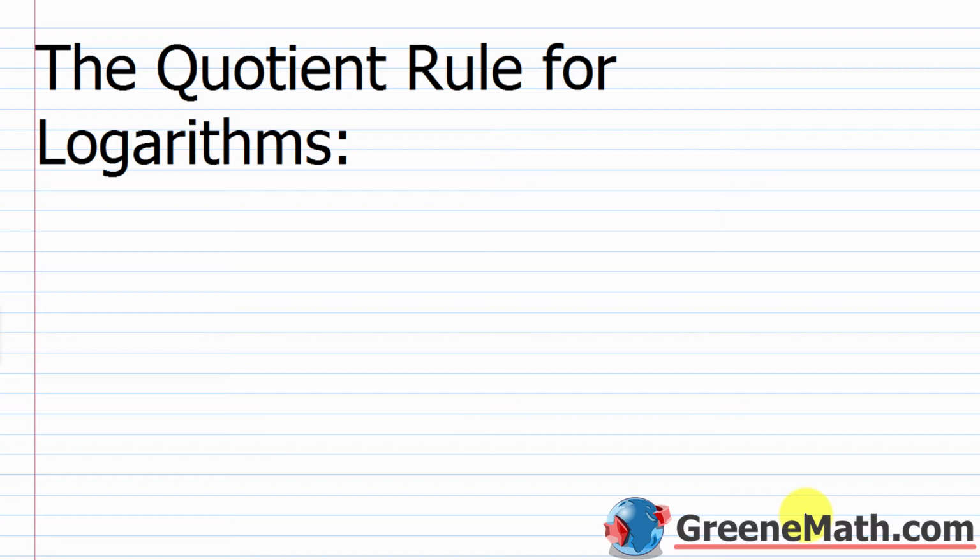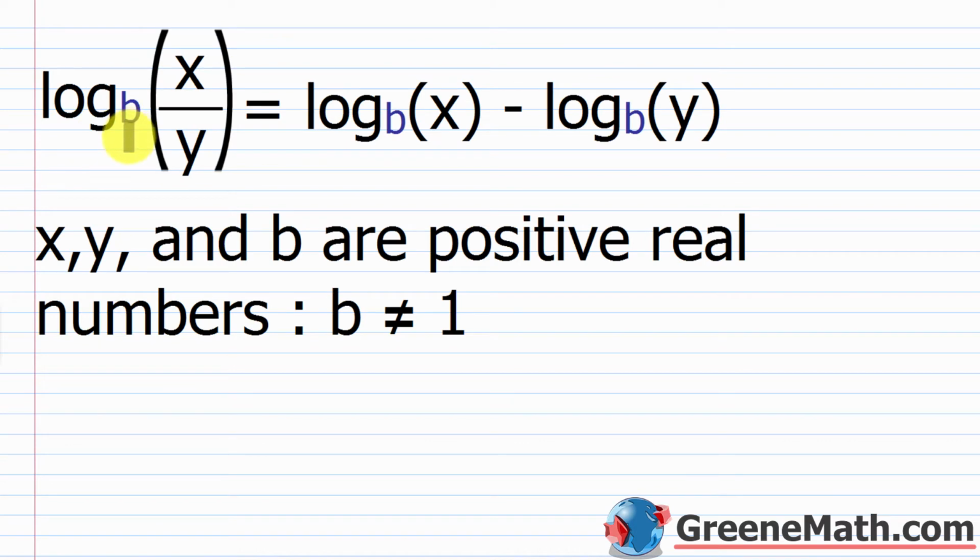The quotient rule for logarithms is just as simple. So let's take a look at that. If we see log base b of x over y, this is equal to log base b of x minus log base b of y. So in other words, the x in the numerator is going right here. The y in the denominator is going right here. So this is subtraction, whereas when we talked about the product rule, it was addition. So we have the same restrictions: x, y, and b are positive real numbers, and b is not allowed to be equal to 1.